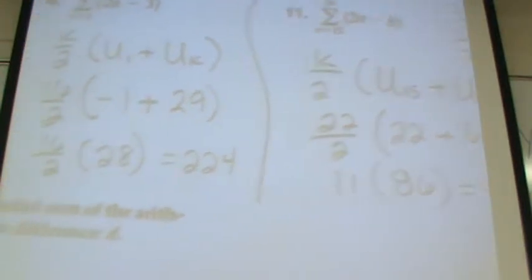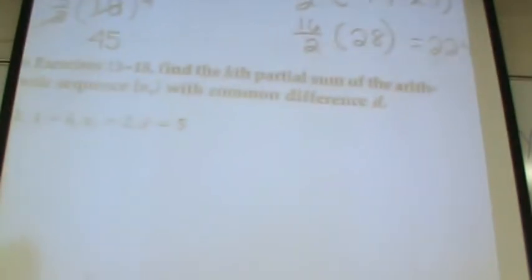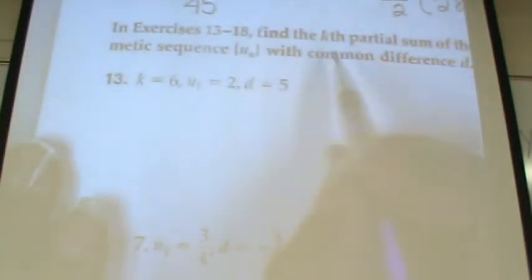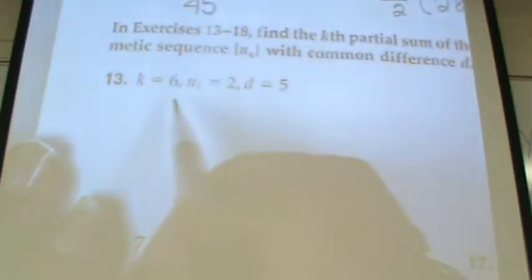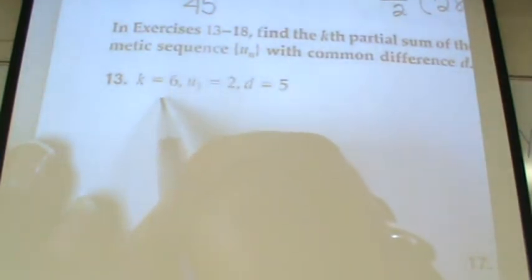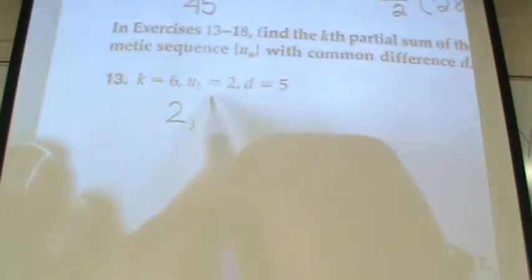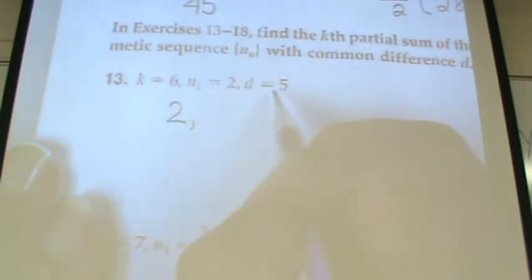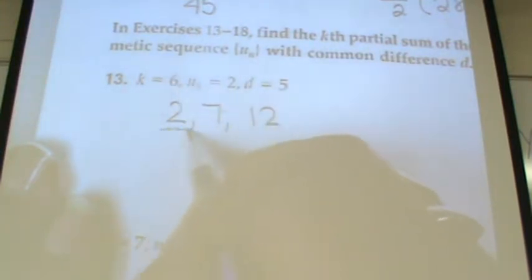For number 13, this last set of problems is like these ones, but this one they didn't write in summation notation. They're telling you to add 6 terms together. If the first term in the sequence is 2, and the common difference is 5, meaning you're adding 5 to this, so 7 would be the next term. Add 5 to that, you get 12. They want you to add the first 6 terms.